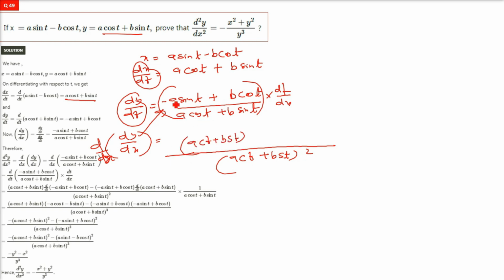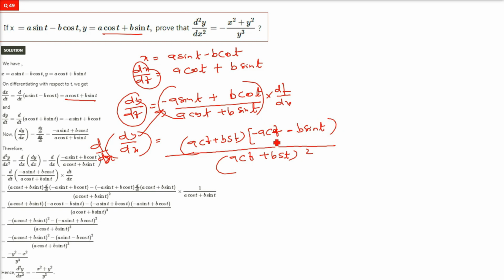So this goes in the denominator. Now just put whatever is in the denominator like that, and now we have to differentiate minus a sin t plus b cos t. So minus a sin t will be cos t, and this will be negative, because I know that cos t will be minus sin t, so it will be minus b sin t. Now this is the first term being done in the numerator.